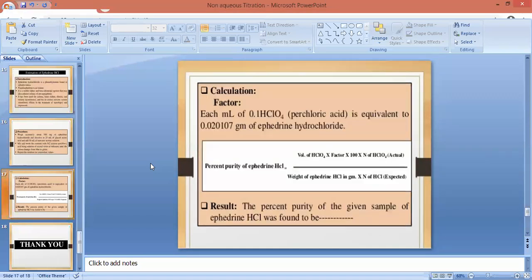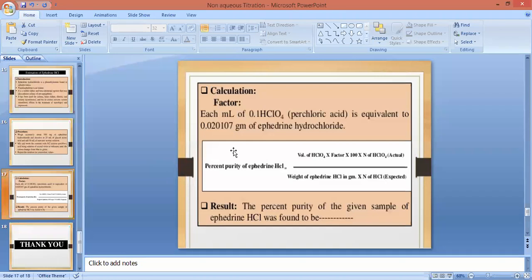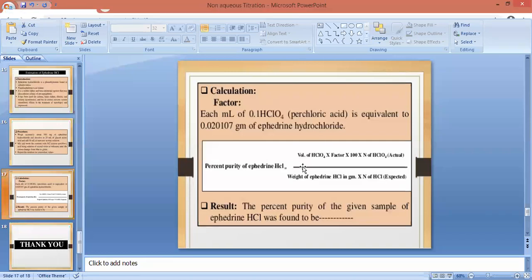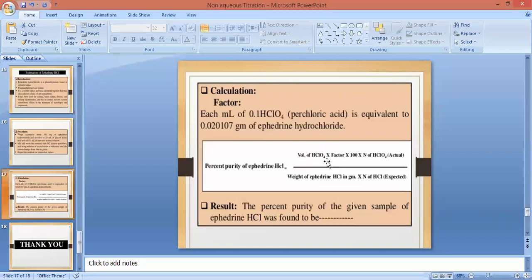Next is the calculation. Here the factor for ephedrine hydrochloride is each ml of 0.1 molar perchloric acid is equivalent to 0.020 grams of ephedrine hydrochloride. So the percent purity formula for ephedrine hydrochloride will be volume of perchloric acid consumed by ephedrine hydrochloride, that is burette reading, into factor. Factor will be 0.020107. Since we are going to calculate it in percentage form, we are going to multiply it by 100.